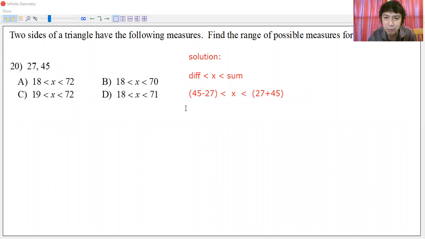So what do we have here? This will be something like 18. That should be about 18, yes. So we have here 18, and then the less than symbol, and then the variable, and then the less than symbol, and this will be about 72, 27 plus 45. That looks like 72. And will that be in the choices? Looks like that's A. So this is our answer.